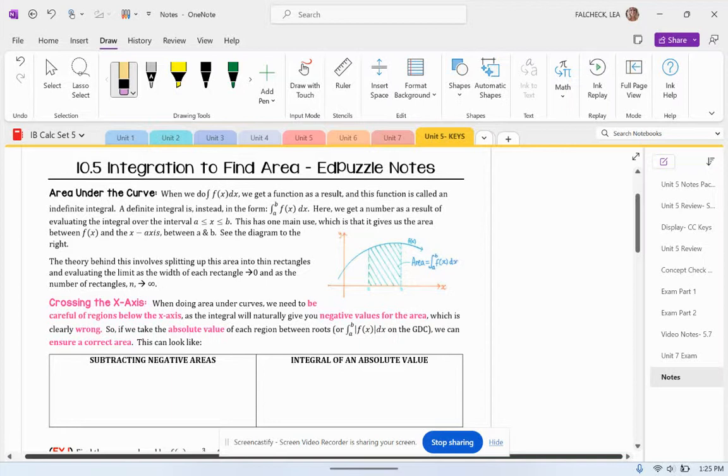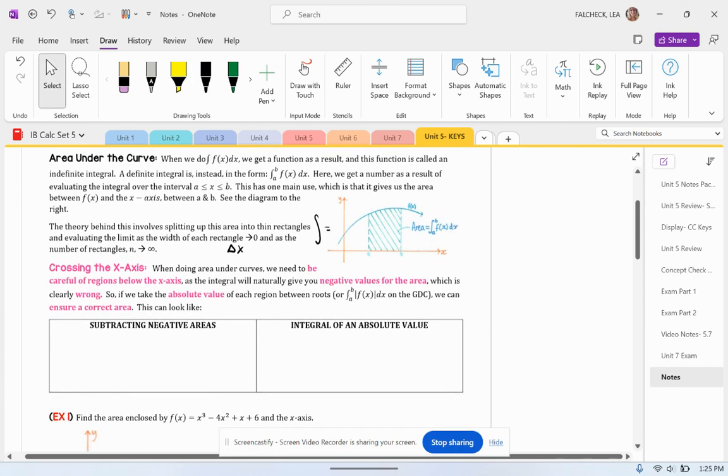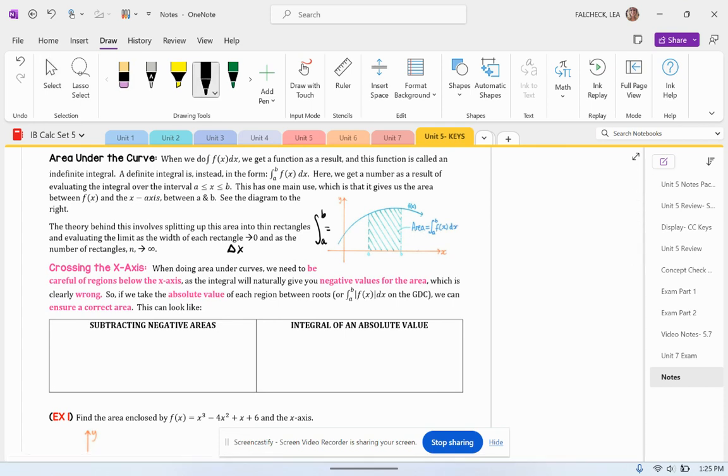Hi. Okay, today we are going to learn about using integrals to find the area under a curve. So we just learned about something called Riemann sums, right? And Riemann sums rest on the theory that you can split up an area into very thin rectangles and evaluate the limit as the width of each rectangle, aka the delta x, approaches 0, and as the number of rectangles n approaches infinity. As we sum all of those rectangles together, we end up evaluating the area under the curve between A and B using an integral.